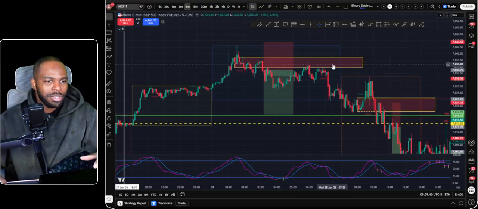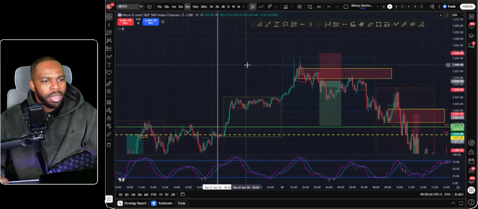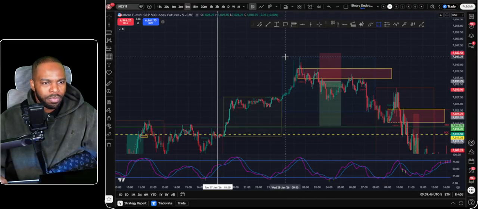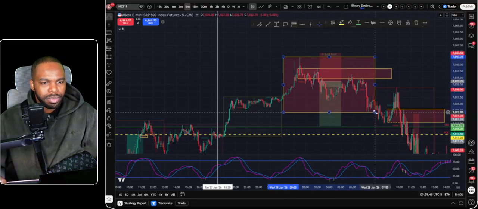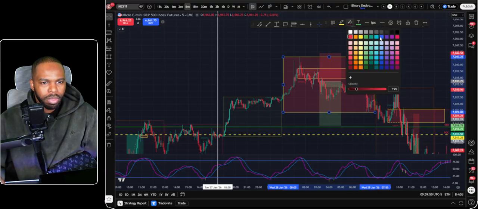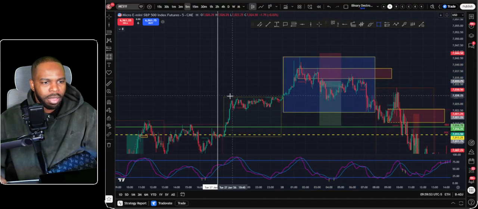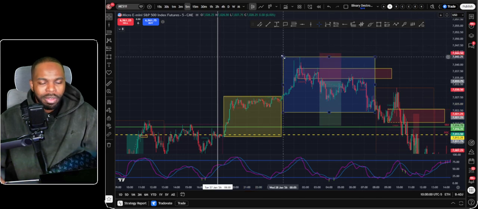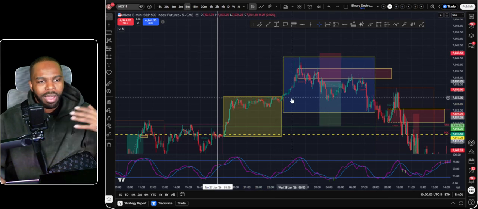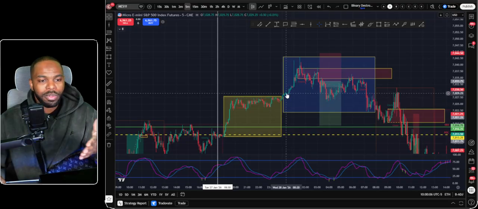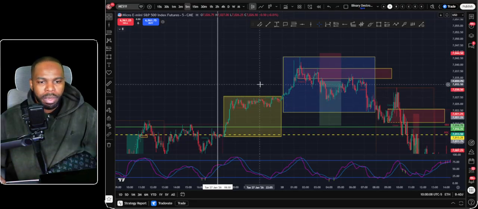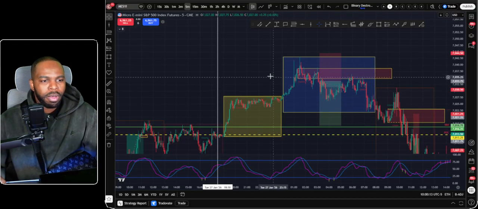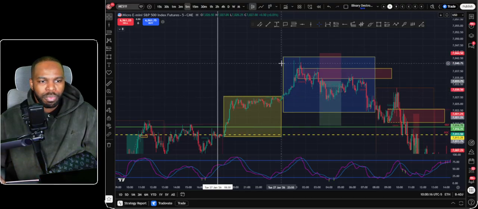Now, when it comes to my strategy, this is perfect. We had the London session, this is the London session right here, and then we have the previous session, which is the Asian session. I'm going to make that yellow. When it comes to my simple strategy, I like to wait for the current session to sweep above or below the previous session. In this case, the London session swept above the Asian session, which was the previous session.